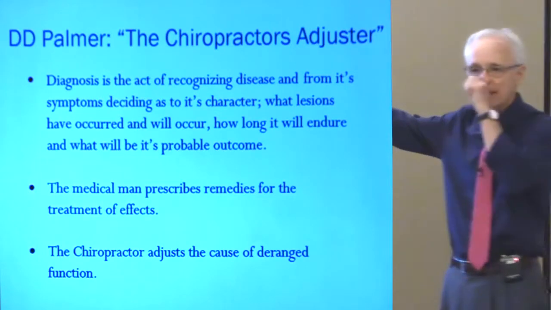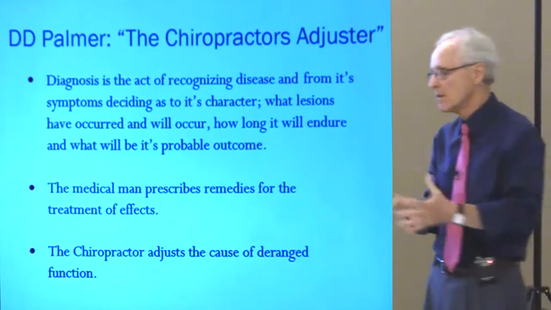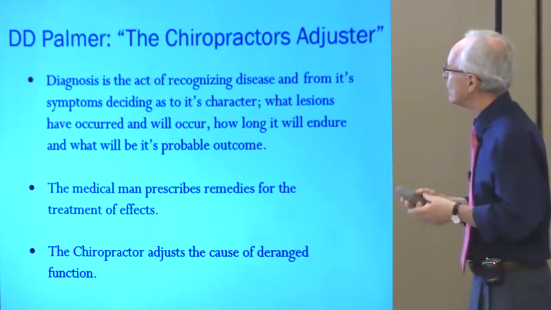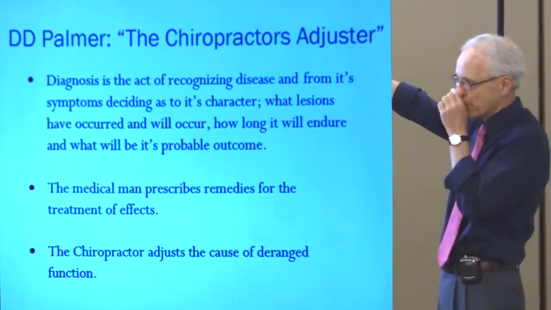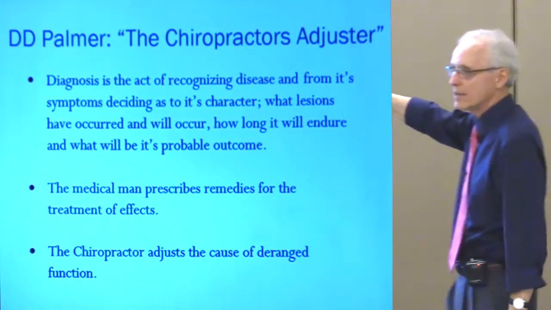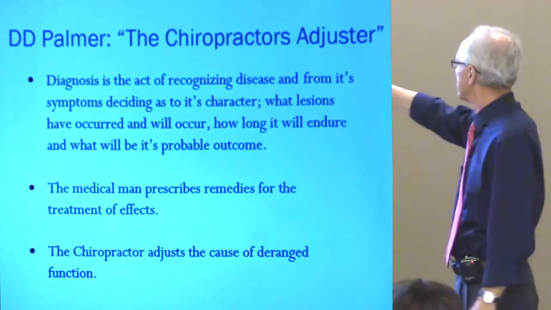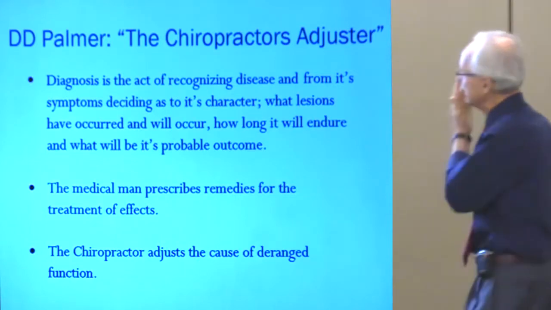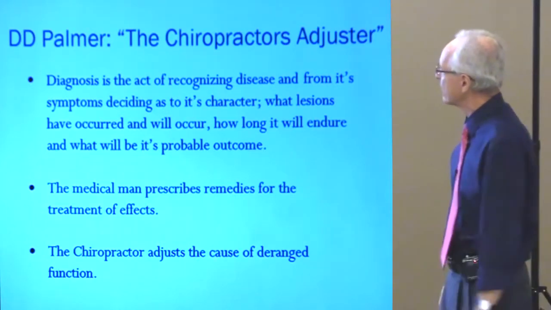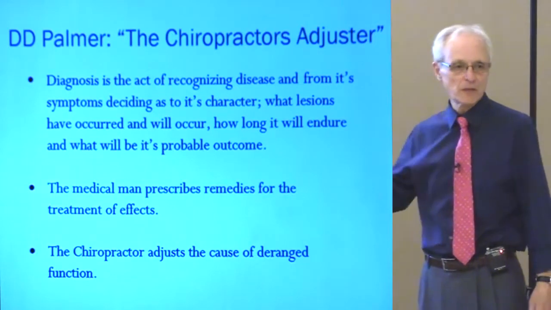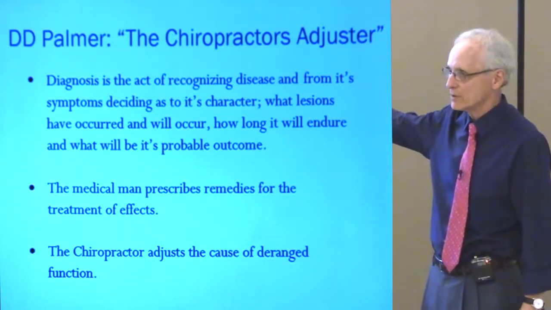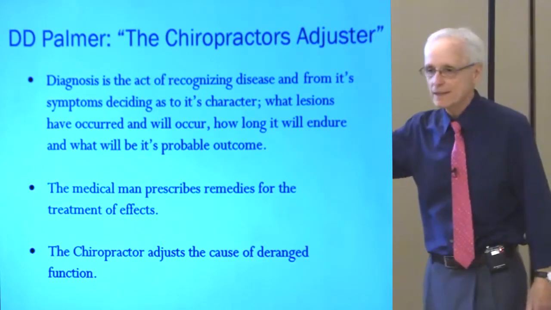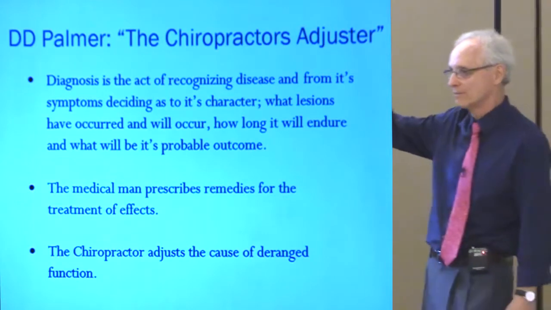But even D.D. Palmer said that you want to understand it and be able to communicate it and get an idea what you think the outcome will be. The bottom two were separated in translation here, but this is another interesting comment by D.D. Palmer that is relative. The medical man prescribes remedies for treatments of effect. The chiropractor adjusts the cause of deranged function. And function's the word I like there most. Deranged function. I always say the two most important words in chiropractic and SOT are systems and function.